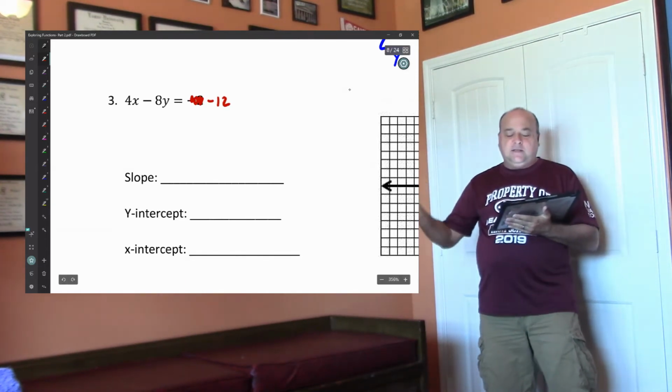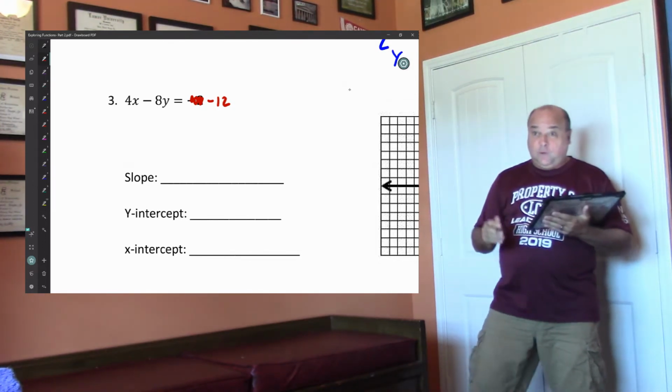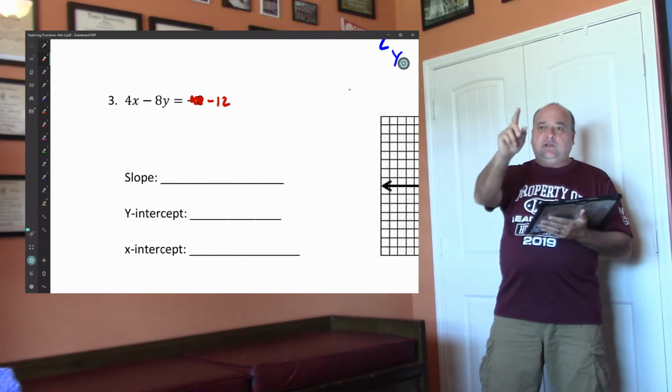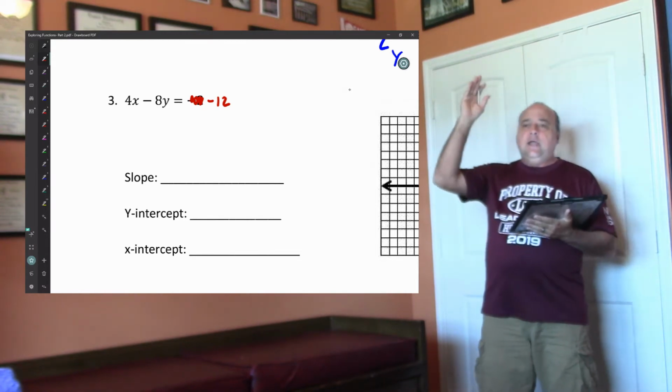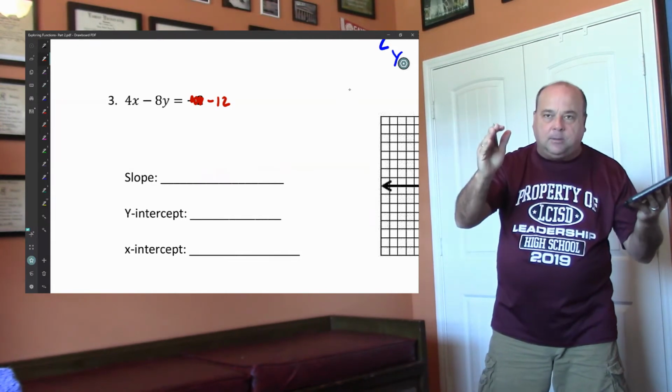So 4x minus 8y equals negative 12. That will make our lives simpler, because if we don't, our x and y intercepts are fractions, and we don't want that. Now then, let's go to the graph. Remember, the first thing we're going to do is solve this for y. You've got to be able to solve these equations for y.